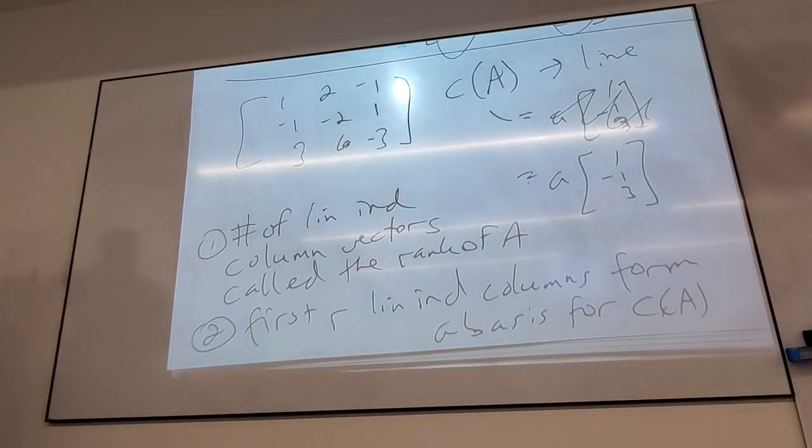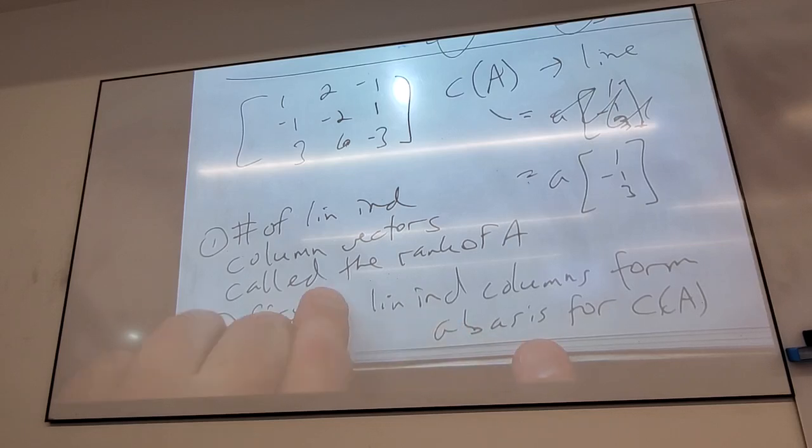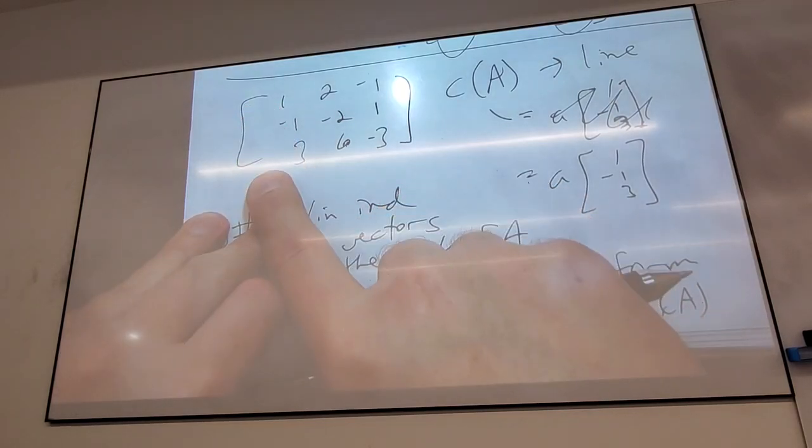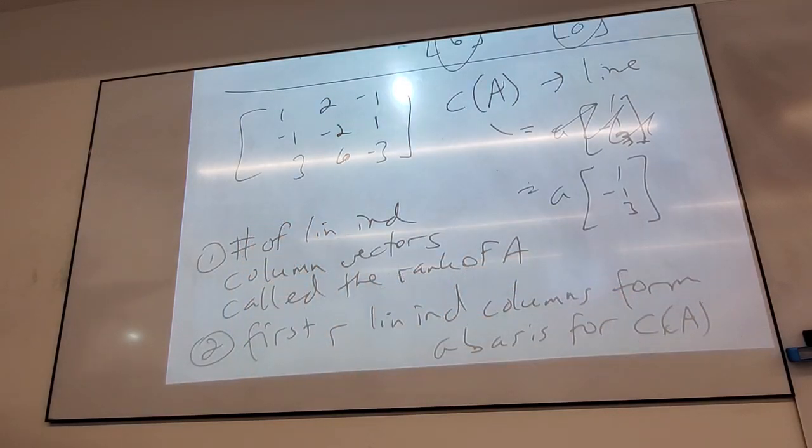So the first R columns, linearly independent columns, form a basis for CA. The first column, the way that we've chosen to do this, will automatically be independent because nothing's come before it. Okay, I love you guys.